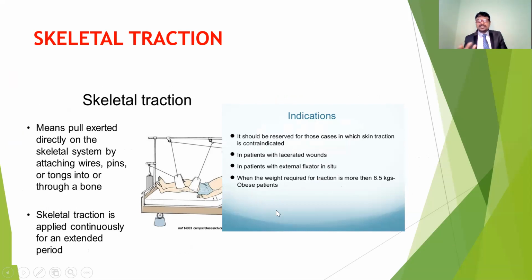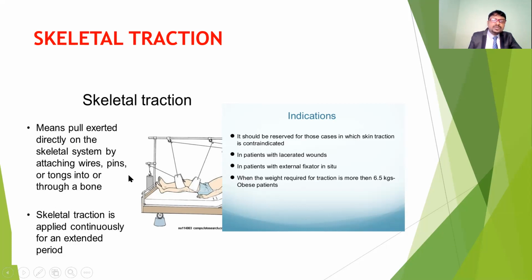If you give skin traction, it won't maintain more than 6 kilos. Because it is a superficial traction, it can maintain only less than about 4 kilos, or 3 kilos, with skin traction. If we require more than 5 to 6 kilos, as in obese patients, we are going to do skeletal traction.